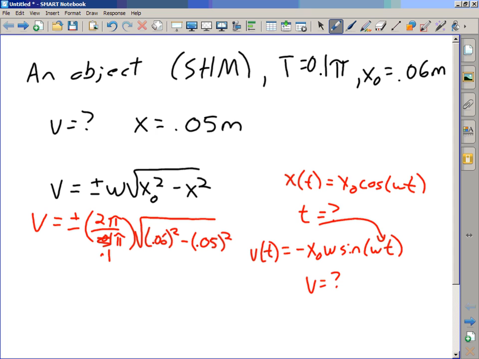Right? And you just shove it all in your calculator and you're done. And this is already solved for v. This is the velocity coming out. That's plus or minus 0.66 meters per second. Plus or minus 0.66 meters per second.